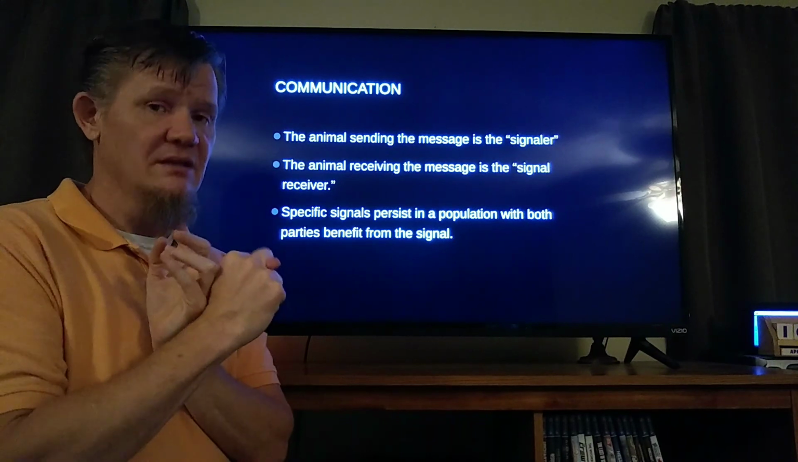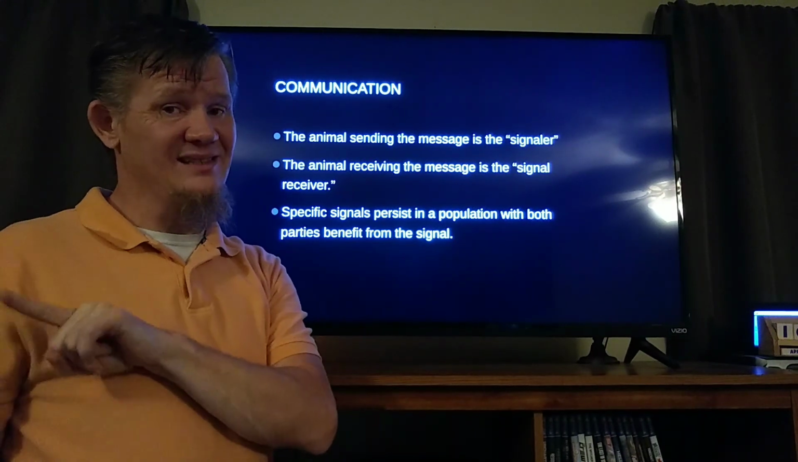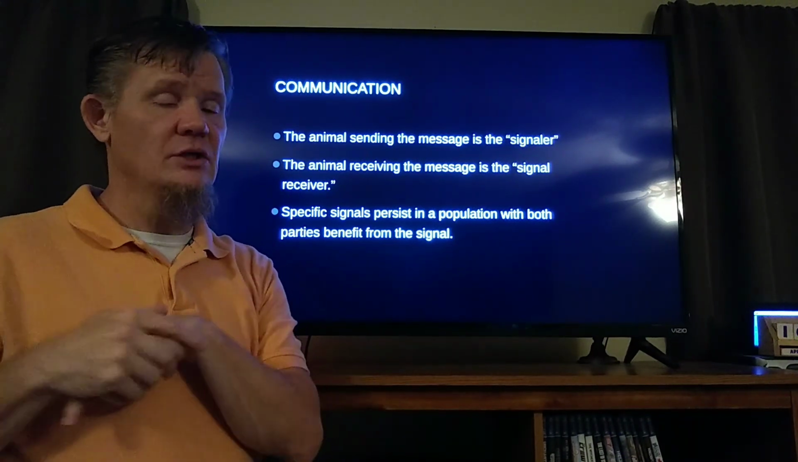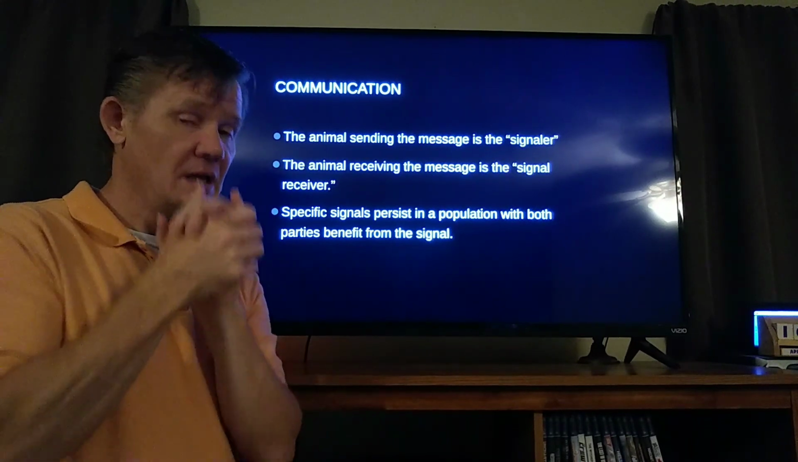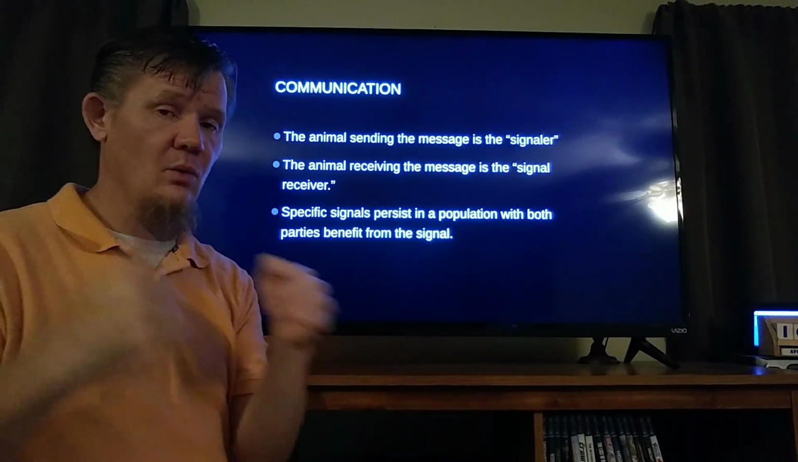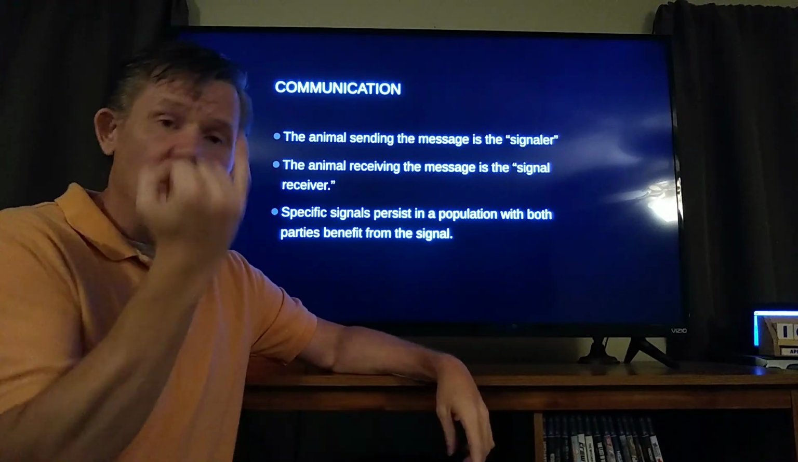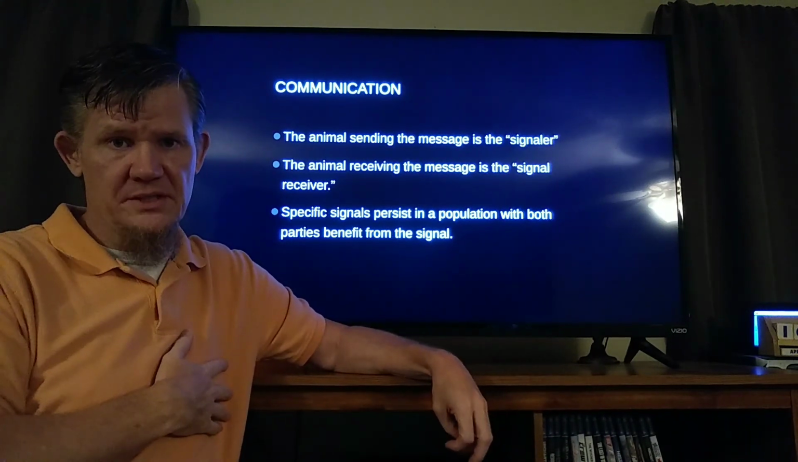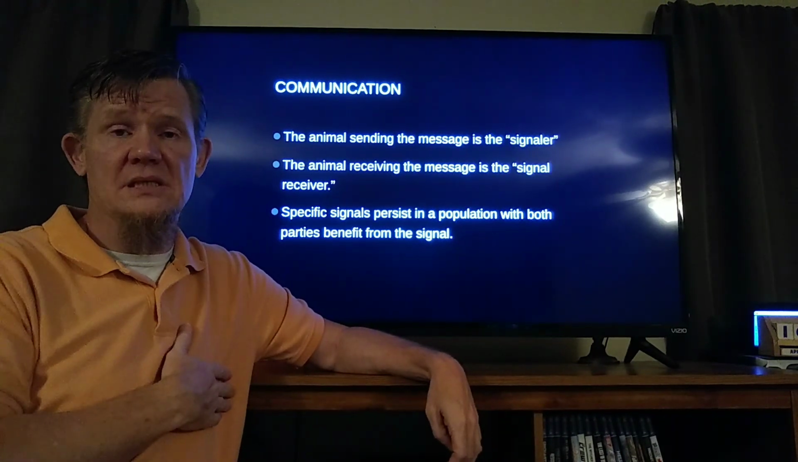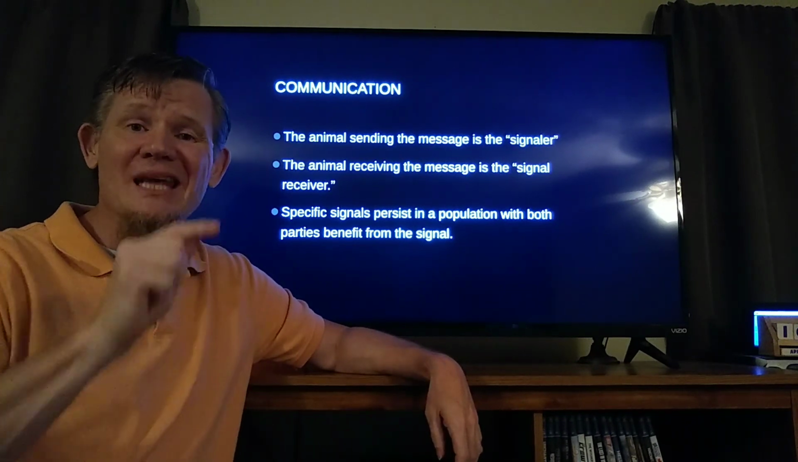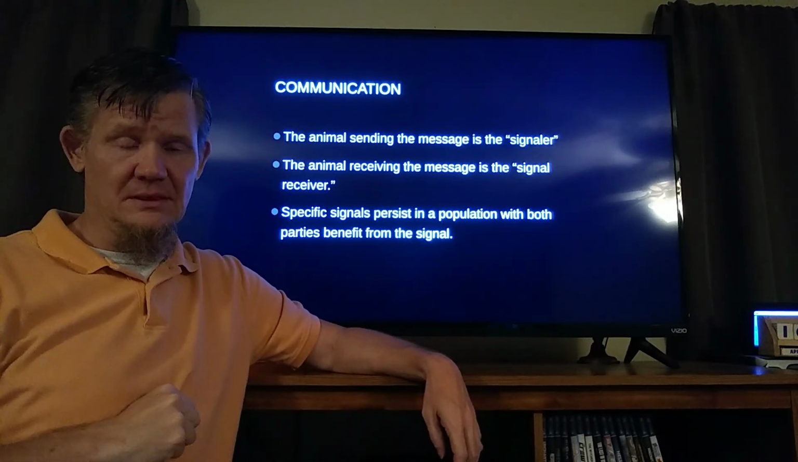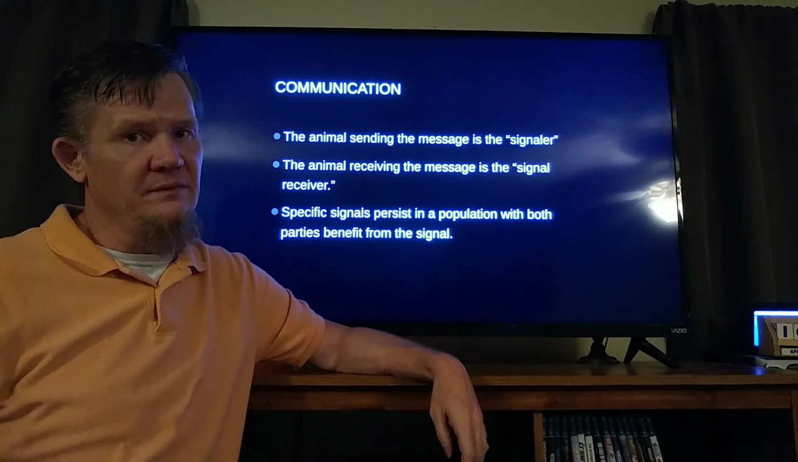You received the signal. The rattlesnake was the signaler. You were the signal receiver. And you responded to that signal by walking away. How did you benefit from the signal? The way you benefited from the signal is you didn't get bit by a rattlesnake. How did the snake benefit from the signal?